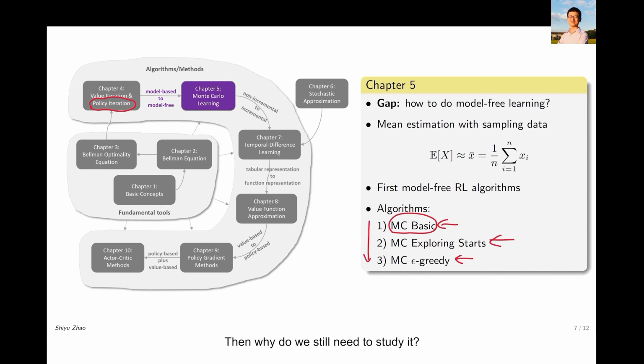Then, why do we still need to study it? It's because I want to separate the complex aspects from the core essence, showing that the most fundamental ideas are actually very simple. The reason for the complexity introduced in the latter two algorithms is to enhance efficiency, to better utilize data and other improvements.